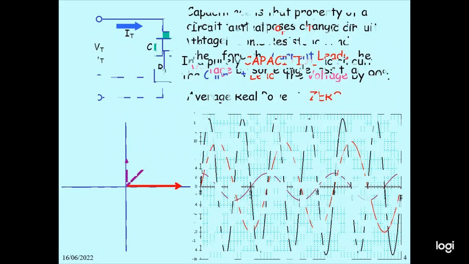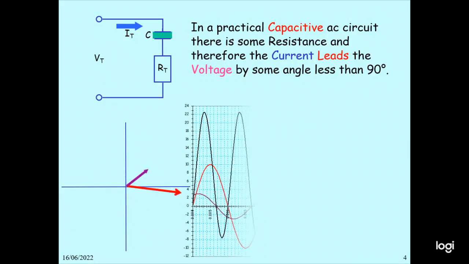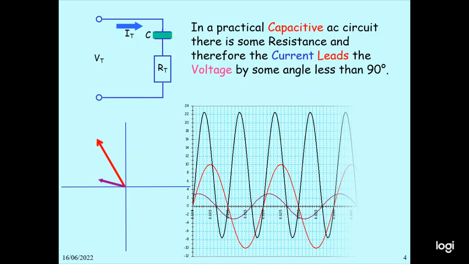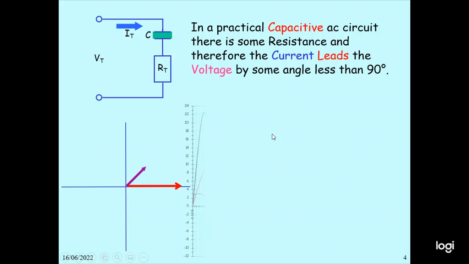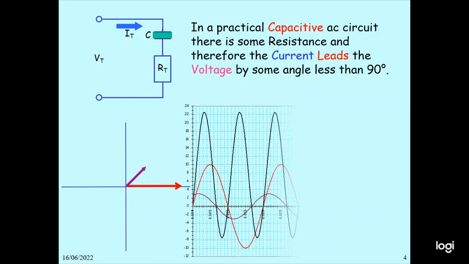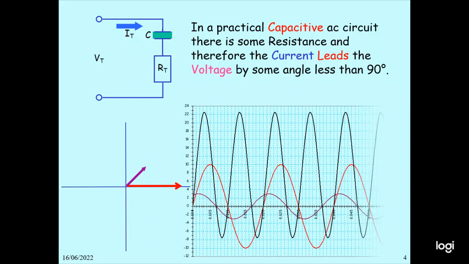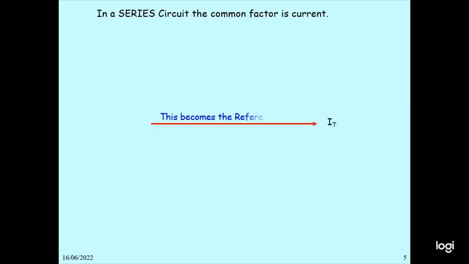The current is purple and the voltage is red. The current leads the voltage by a phase angle, and this angle is less than 90 degrees. So this is the power. This is a circuit, taking the current as the reference phasor.